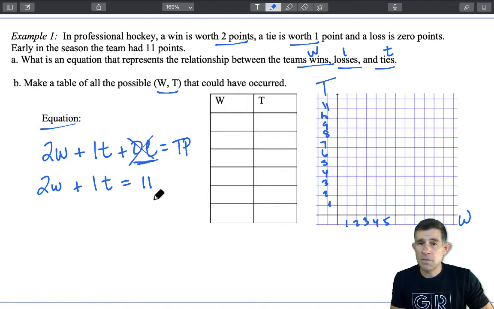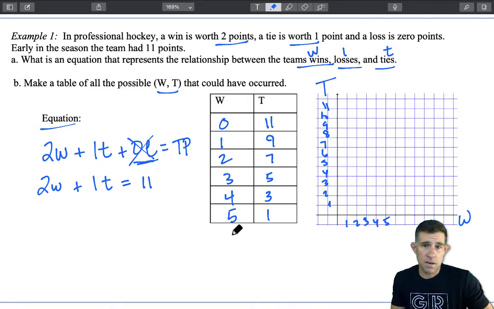So if they have to add up to equal 11, we could start off by having 0 wins and 11 ties. Our team could have 1 win and 9 ties, 2 wins and 7 ties, 3 and 5, 4 and 3, or 5 and 1. And that's really where it has to end. Our team cannot have 6 wins because 6 times 2 would give me 12 points, and we know our team doesn't have that many. So here are all the linear combinations.